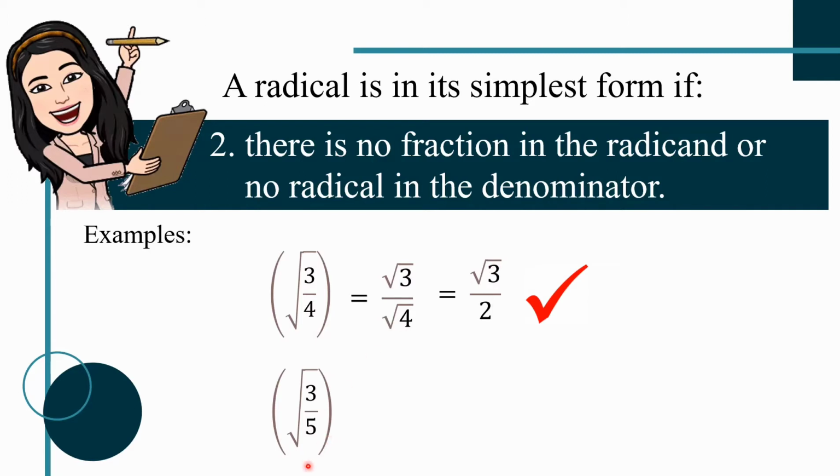So, how about this given expression, square root of 3 over 5? So, this is equal to square root of 3 divided by square root of 5. So, ang square root of 5 ba ay perfect square? Or yung ating radicand 5? Okay, hindi po. So, therefore, meron tayong radical in the denominator. So, therefore, this given square root of 3 over square root of 5 is not yet in its simplest form, because there should be no fraction in the radicand and no radical in the denominator. Okay?